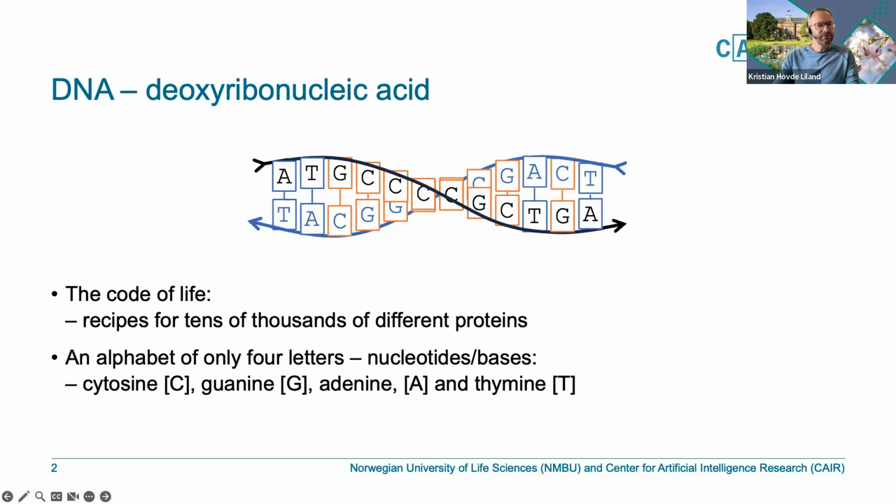It has a very simple alphabet, only 4 letters, which we call nucleotides or bases. These are 4 different chemical compounds that are put together in different configurations along this molecule. They're called cytosine, and that gives you a C, guanine, which gives you a G, then you have adenine, A, and thymine, T. Yeah, the names aren't that important, but the alphabet is very important.